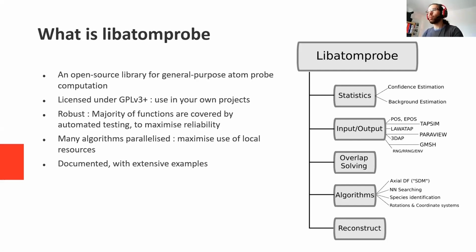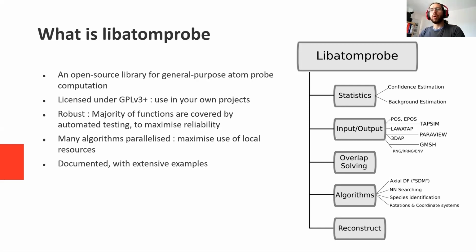It means we have lots of different algorithms, and these are all standard. We only implement things which are published. Different algorithms for doing, say, statistics, for doing file input and output, peak overlap solving, various different things. And the idea here is that with a fairly permissive open source license, you can take this library and use it as a fundamental building block in your code and applications.